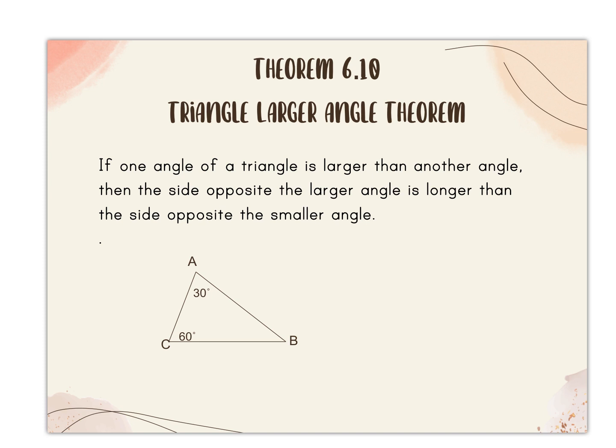Now here is the triangle larger angle theorem. So instead of longer side theorem, it's larger angle theorem. And what this says is that if one angle of a triangle is larger than another angle, then the side opposite the larger angle is longer than the side opposite the smaller angle. So this is almost like a converse, really.